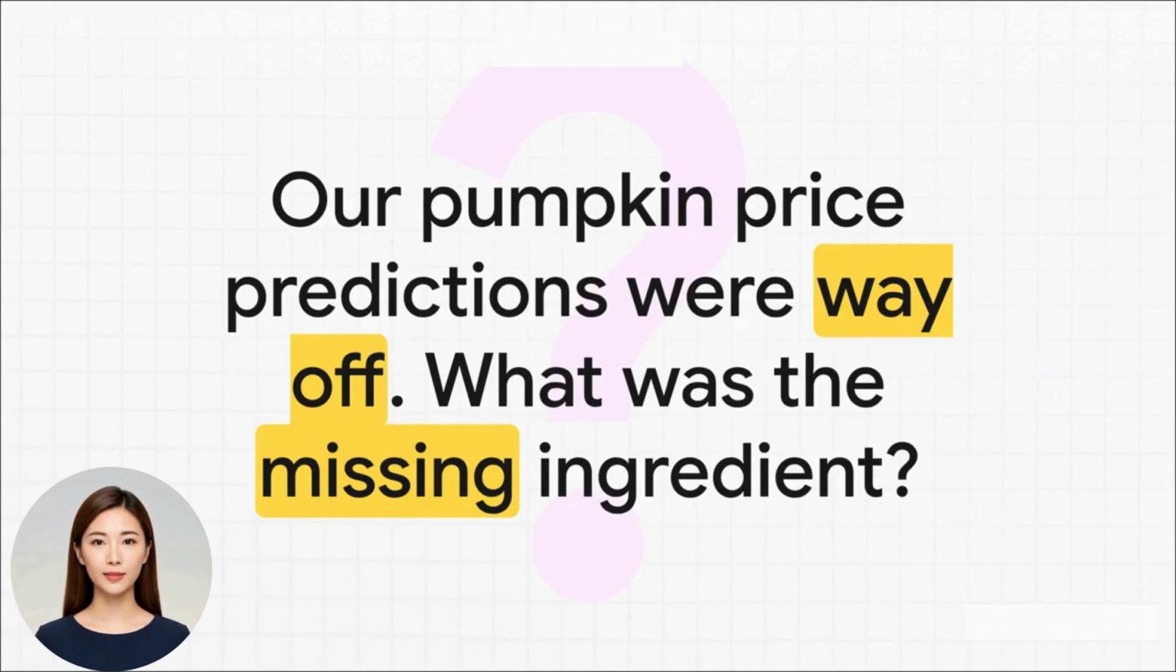So, remember our first attempt? We tried to predict the price of pumpkins using just one single piece of information, the day of the year. And frankly, the model was terrible. It just couldn't figure out what was really driving the prices. So, what was the missing ingredient?